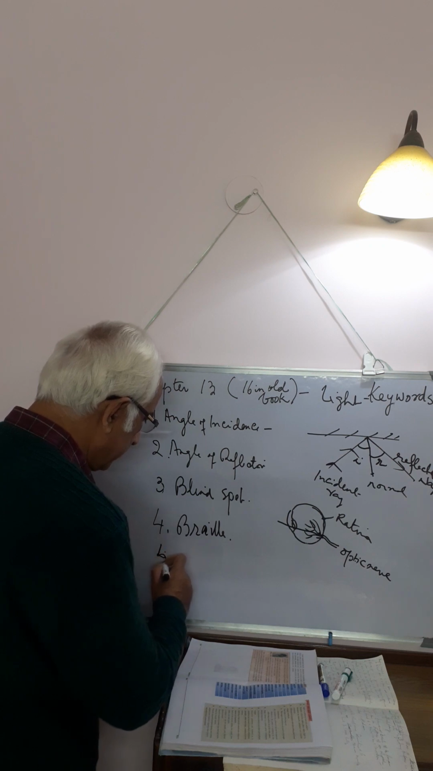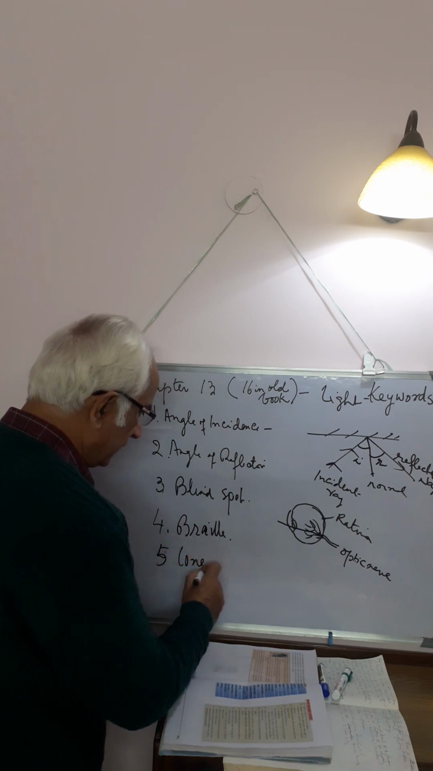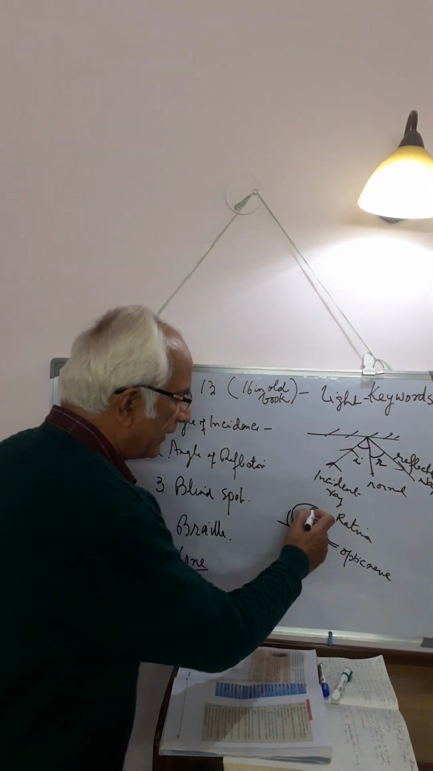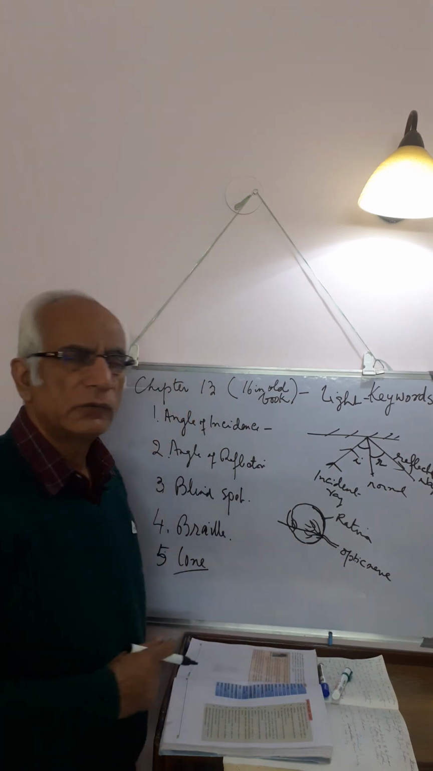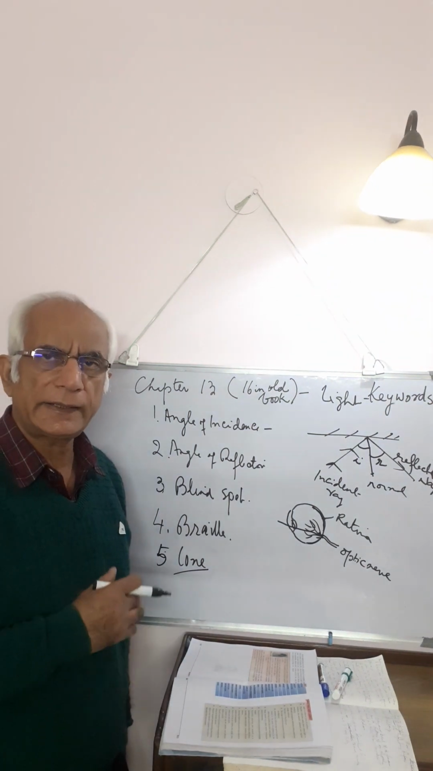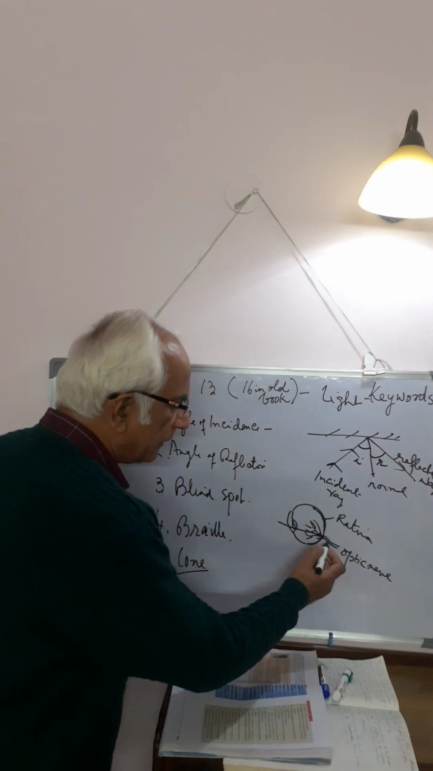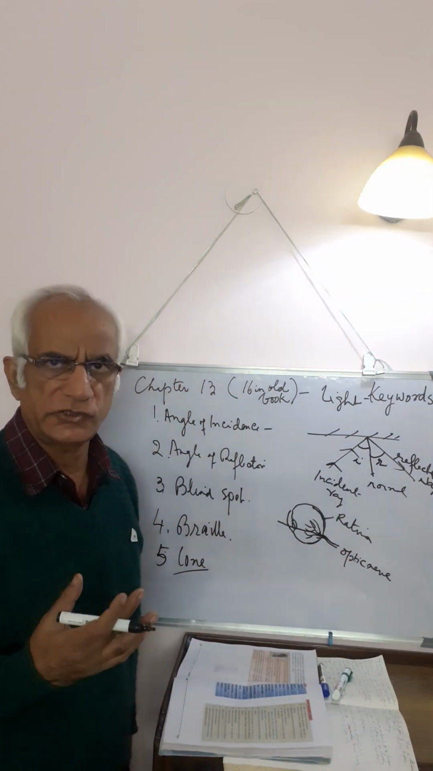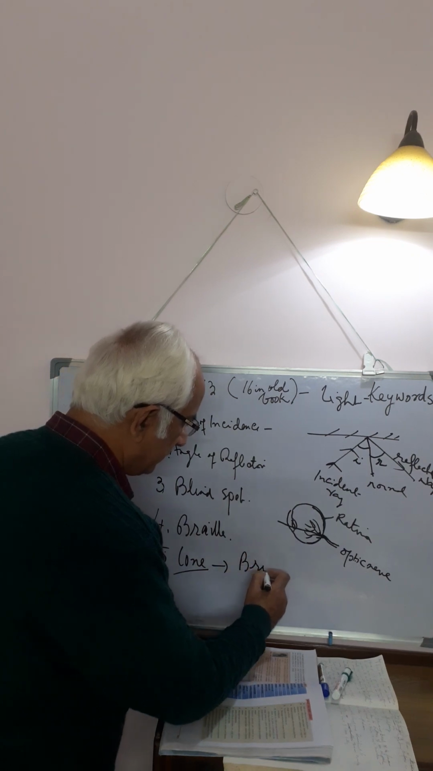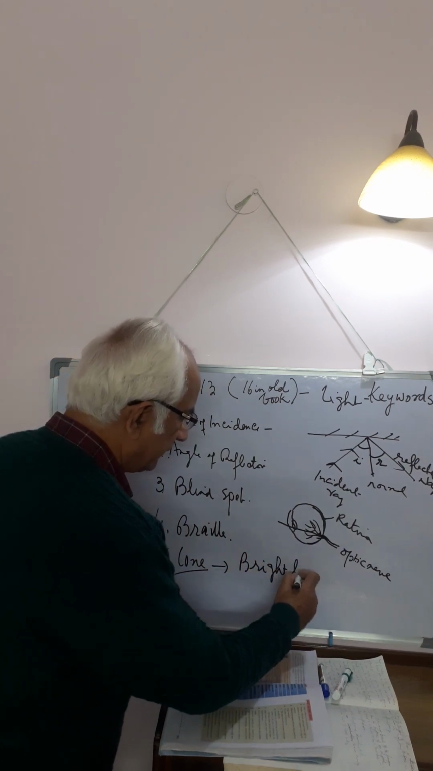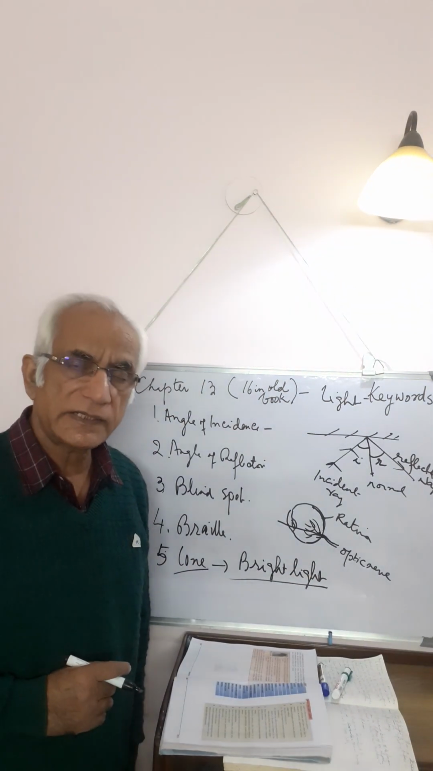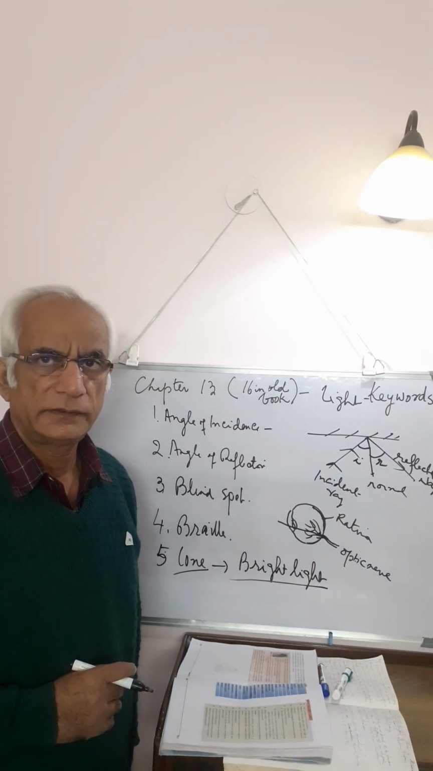Next word is cone. These are sensory cells which are found in retina. When any light falls on the sensory cells, they generate electrical impulses which enter our brain through optic nerve and we see an image. And cone cells are sensitive to bright light. The cone cells of the eye are sensitive to bright light. Okay?